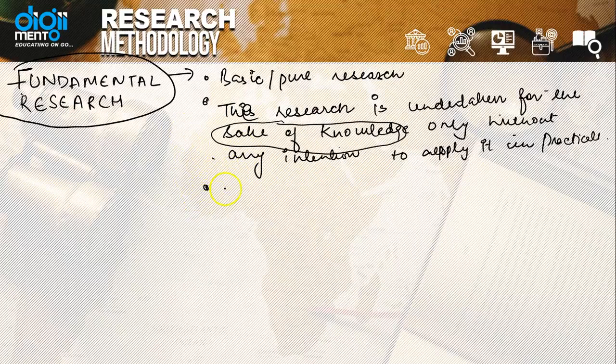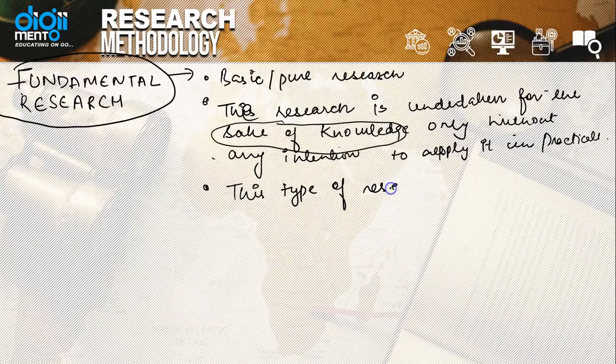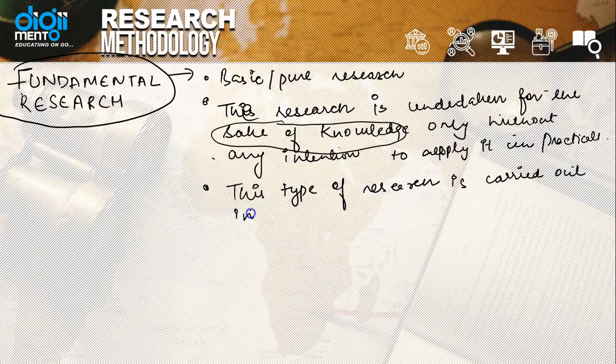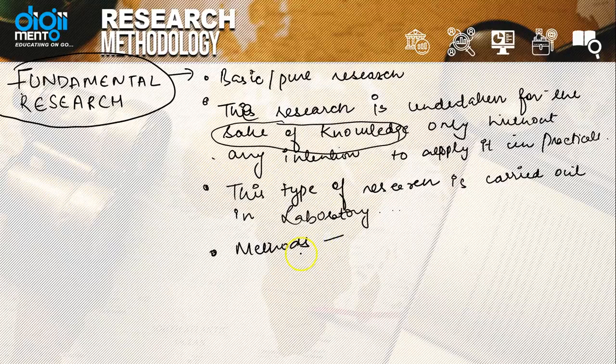So this is important: this type of research is carried out in a laboratory. What kind of laboratory? A psychological laboratory. And we use different methods in this fundamental research, like sampling, hypothesis testing. These are some methods we use in this laboratory.